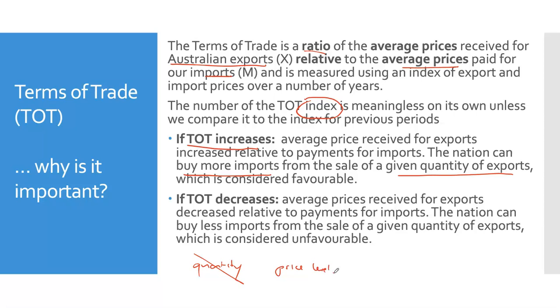And can we now buy more if terms of trade increases? This means that we can buy more imports from the sale of a given quantity of exports because the price of exports has gone up relative to the price of imports.